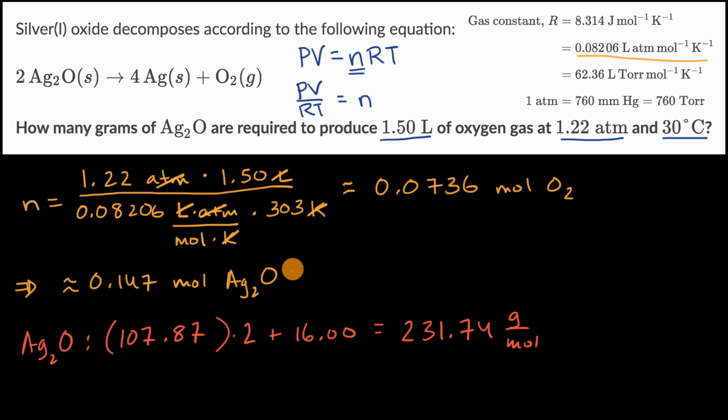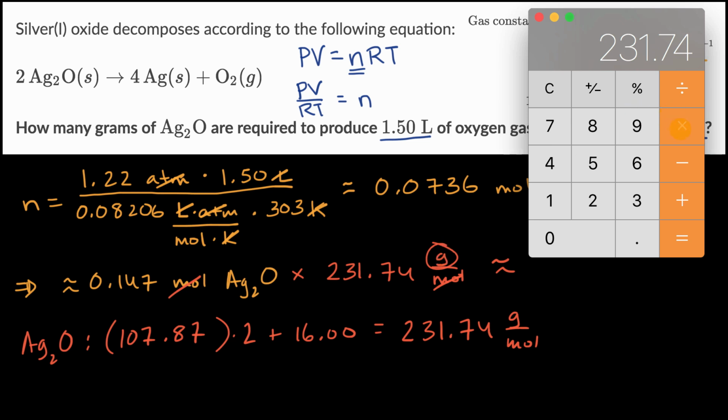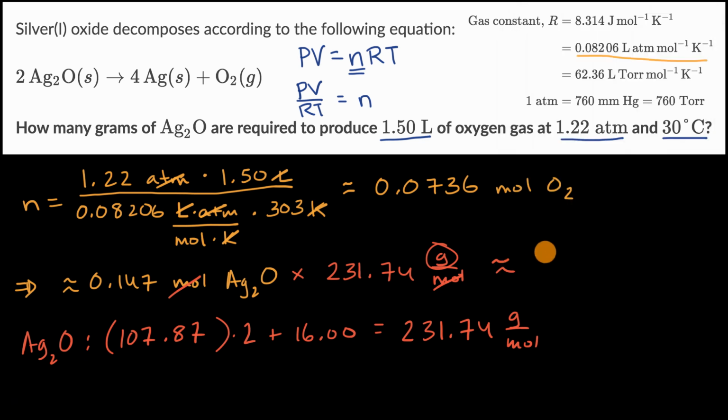And so if we take the moles of silver oxide and we multiply that times 231.74 grams per mole, and notice the moles cancel out and we're just left with the grams, which is what we want. This is going to be approximately equal to, and we're going to end up with 3 significant figures because we have 3 here and 5 here. So we're going to take that and multiply it by 0.147 gives us this, and 3 significant figures would be 34.1. Approximately 34.1 grams of silver oxide is required to produce this much oxygen.